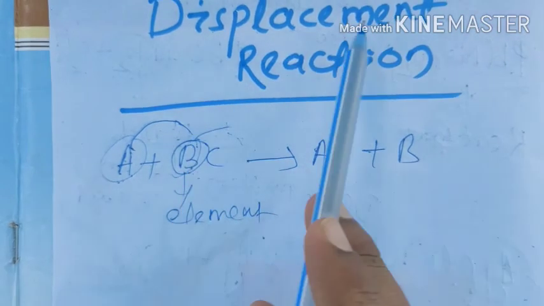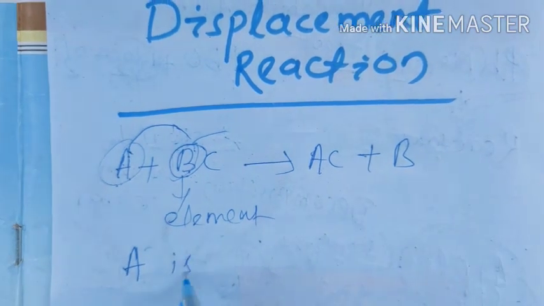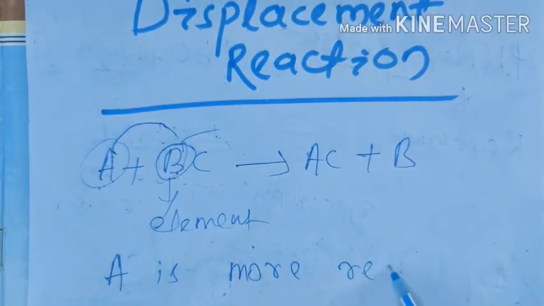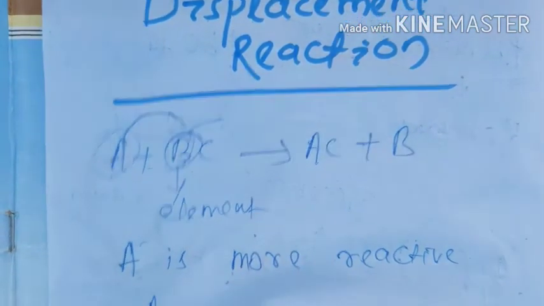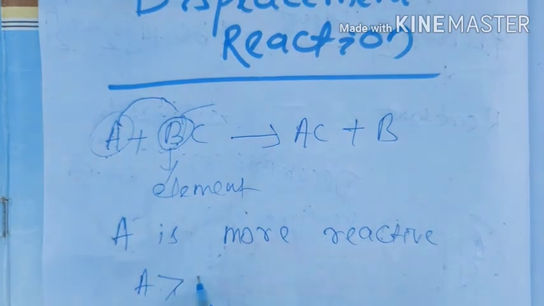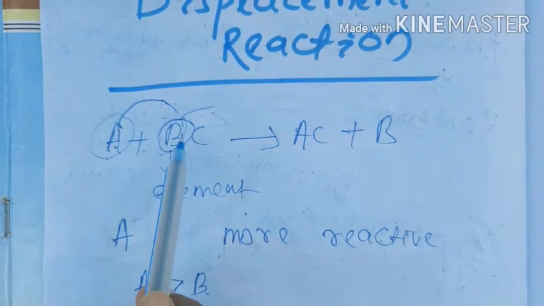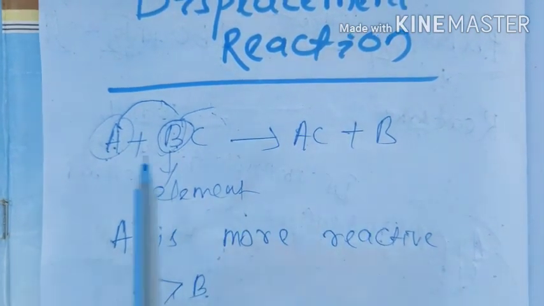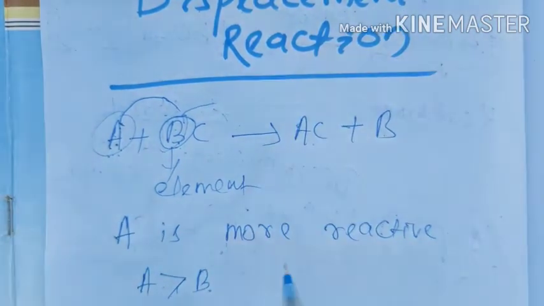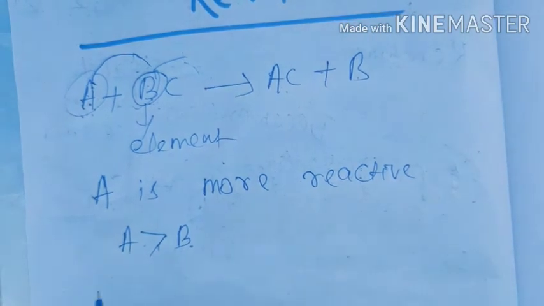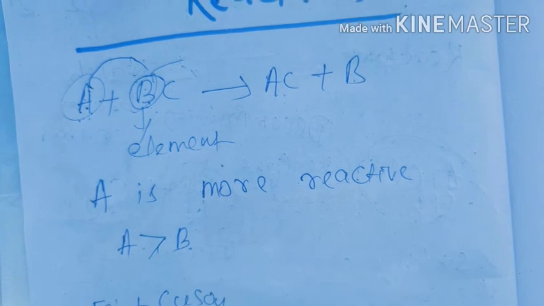So it is called a displacement reaction, because if A is more reactive, it must displace its less reactive element. So here A is more reactive and B is less reactive, so A displaces B and takes its place, so it converts into AC plus B. It is called a displacement reaction. Let's take an example. Suppose ferrum or iron reacts with copper sulfate.